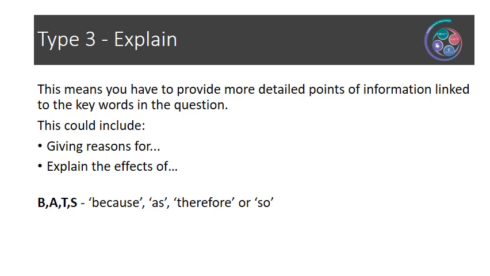Type 3 is an explain question. This means you have to provide more detailed points of information linked to the keywords in the question. This could include giving reasons for, explain the effects of. You should use the acronym BATS: because, as, therefore, or so. If you use one of these words in your answer, this will ensure that you are explaining your answer.